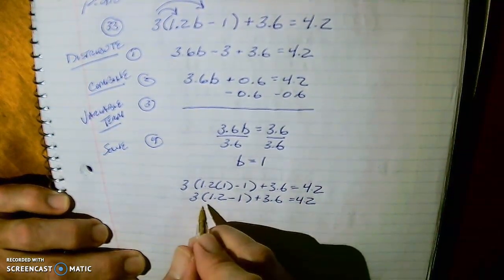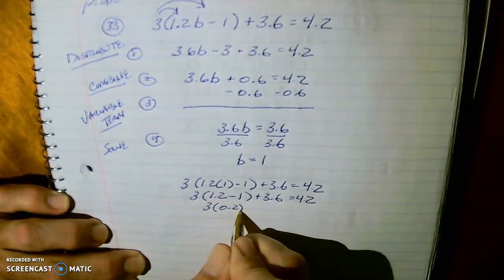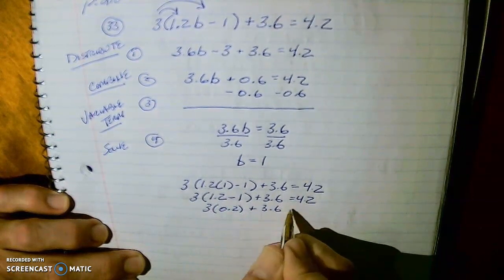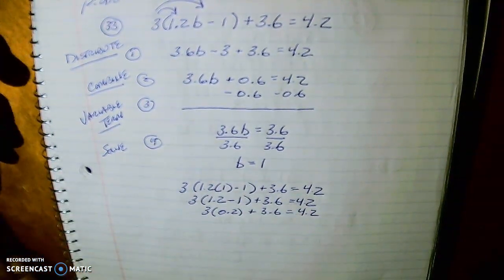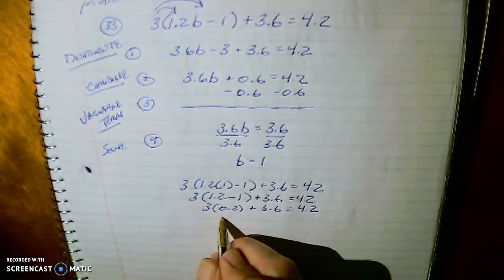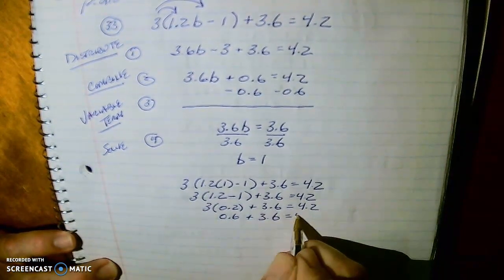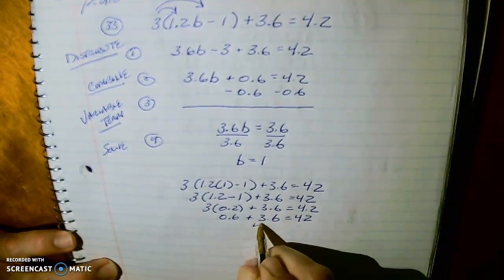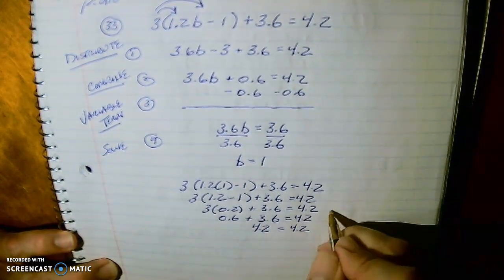1.2 minus 1 is going to give us 3 times 0.2 plus 3.6 equals 4.2. 3 times 0.2 is going to give us 0.6. 0.6 plus 3.6 equals 4.2. Add these two together, and we see that our solution checks out.